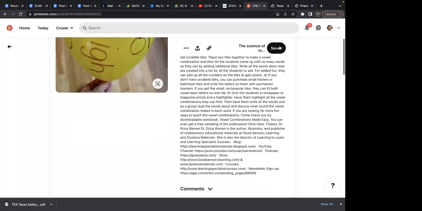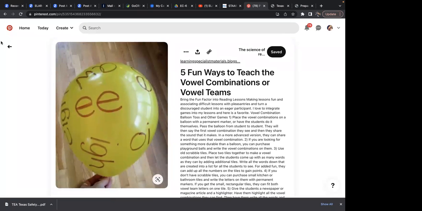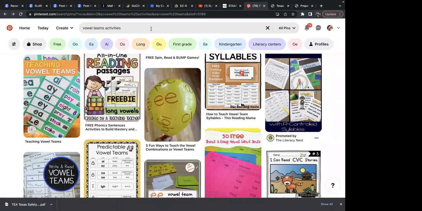I'm not going to read all of this, but the lady who made this is the director, author, illustrator, and publisher of multi-sensory educational materials at Good Sensory Learning and Dyslexia Materials. She's like the director of some place, and I would assume is a scholar in her field. So tactile, engaging, getting the students to become more proficient with a tricky part of English learning, right? Language learning.